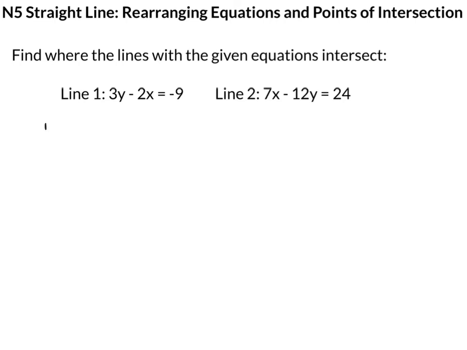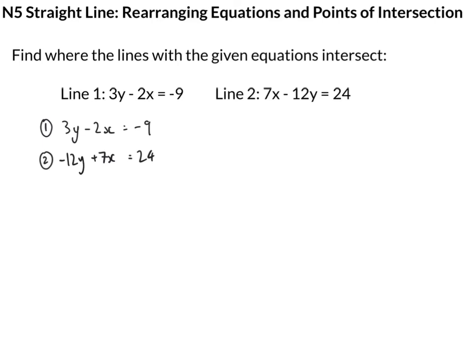So I need to be careful here. My first equation is 3y minus 2x equals negative 9. My second equation is formatted slightly differently. When you're solving simultaneous equations, it's often useful to have your x's and y's and your numbers all lining up nicely. So I have y and x here, but I've got x and y here. So I'm just going to rearrange this. I've got negative 12y, positive 7x equals 24.